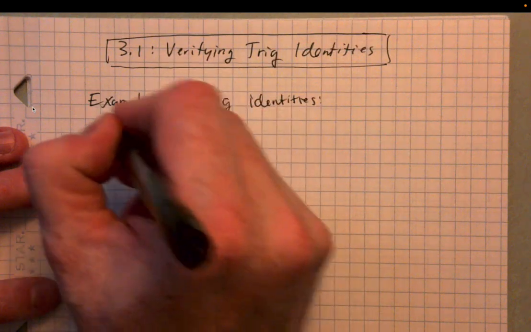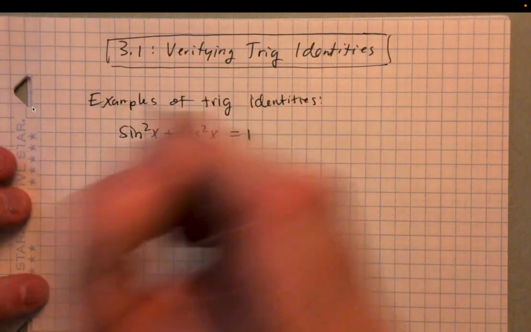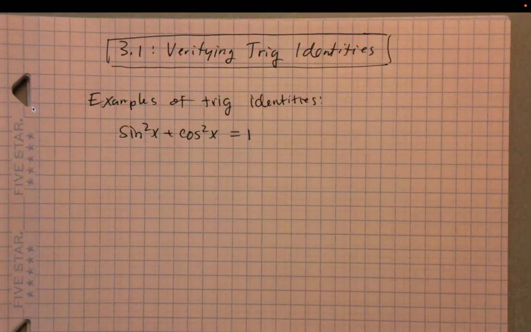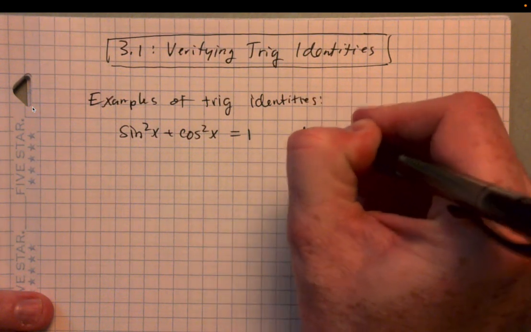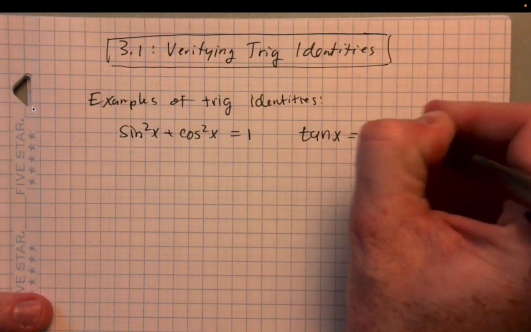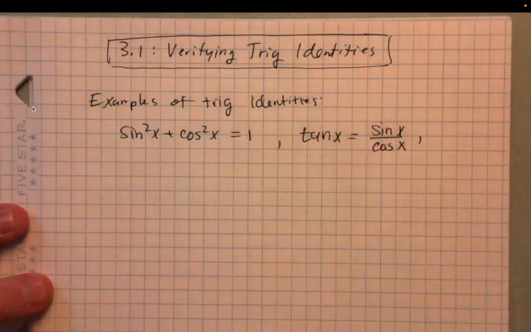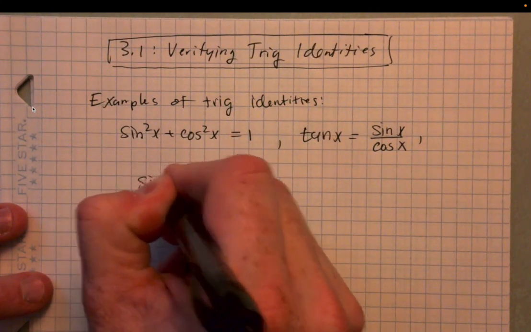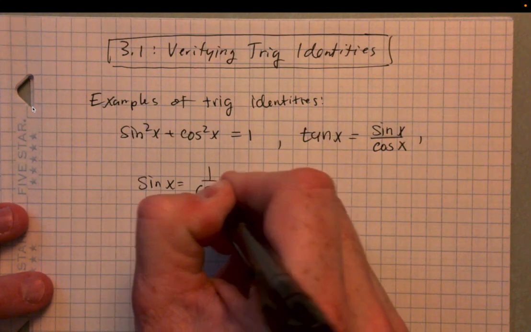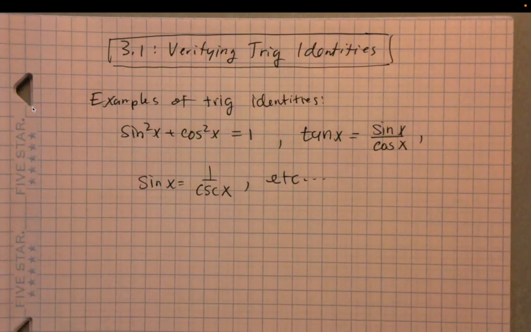We've seen things like this: sine squared x plus cosine squared x equals 1. It's the Pythagorean identity. We also saw this guy, the tangent of x is equal to the sine of x over the cosine of x. We've seen lots of examples already. Another one might be the reciprocal identity, like the sine of x equals 1 over the cosecant of x, etc. These are what we mean when we say trigonometric identities.